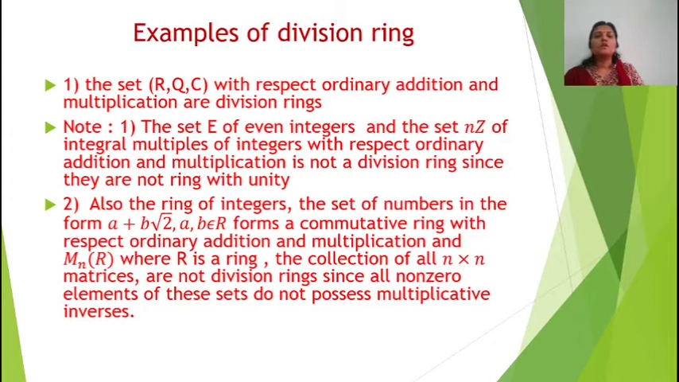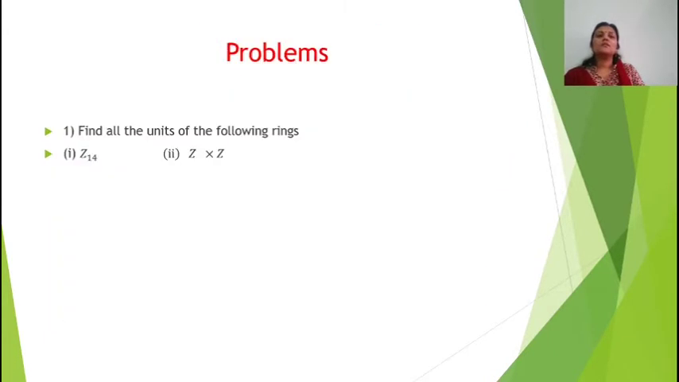Also, the ring of integers, the set of numbers in the form a plus b root 2, where a, b are elements of R, forms a commutative ring with respect to ordinary addition and multiplication, and M_n(R), where R is a ring, the collection of all n by n matrices, are not division rings, since all the non-zero elements of these sets do not possess multiplicative inverses. So the inverse of everything does not exist.